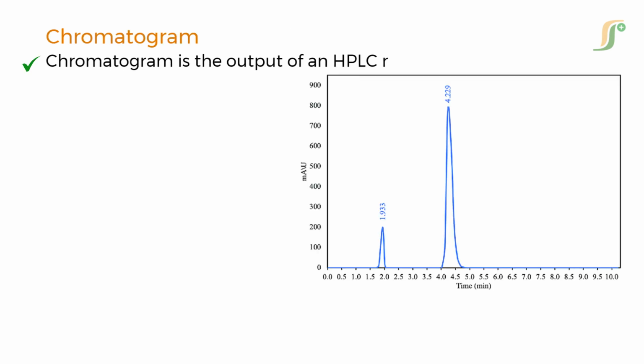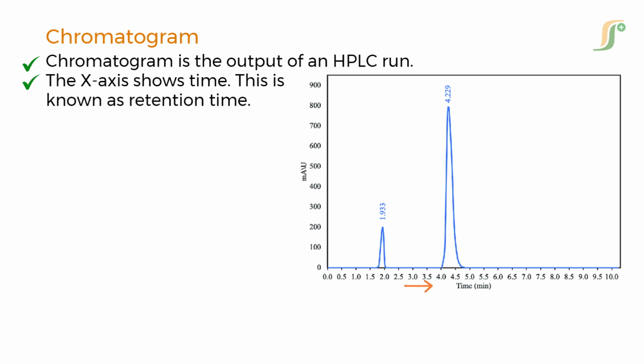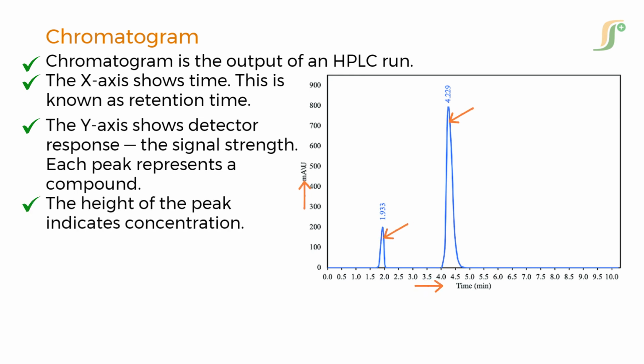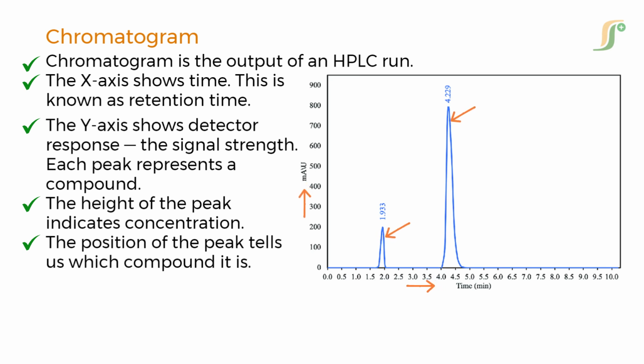Here's a chromatogram, the output of an HPLC run. The x-axis shows time, known as retention time. The y-axis shows detector response, the signal strength. Each peak represents a compound. The height of the peak indicates concentration. The position of the peak tells us which compound it is.